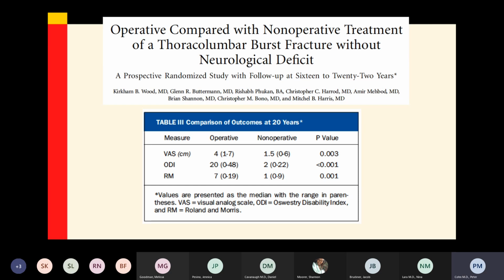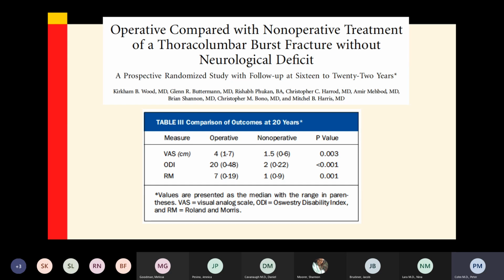So this was a study by Wood et al. This is actually a prospective randomized study with really long-term follow-up at 16 and 22 years. And what they were looking at were thoracolumbar burst fractures without neurologic deficits. And presumably these were all fractures without posterior ligamentous complex injury. So, what they found when they looked at their long-term follow-up, so outcomes at 20 years, was that really there is no benefit to an operative procedure in terms of the pain scores. The non-operative patients were actually doing better.